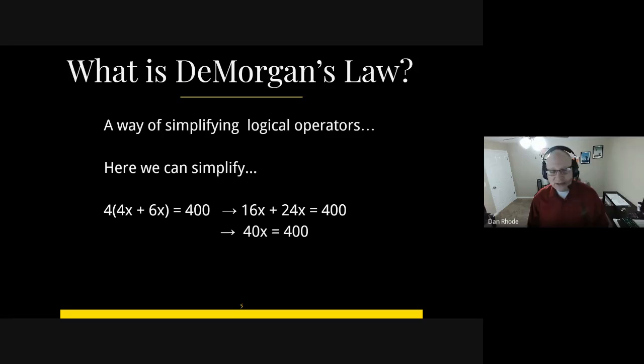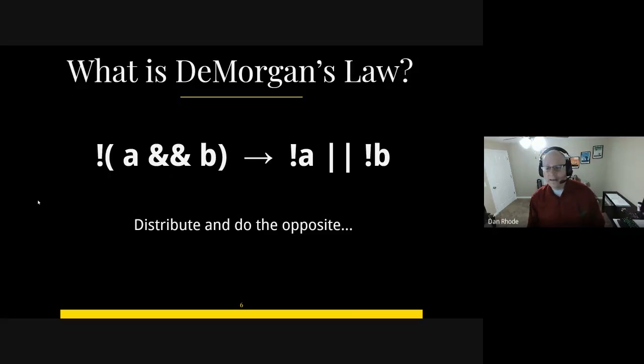Then we could add the 16x and the 24x and get 40x and say 40x equals 400. That initial equation looks impossible to solve, right? But the simplified equation you can do in your head. So simplifying logic in the same way does make it easier, but of course it's computer science and everything has to be more complicated so we can get paid more. But the simplification through DeMorgan's will help simplify logic operations.